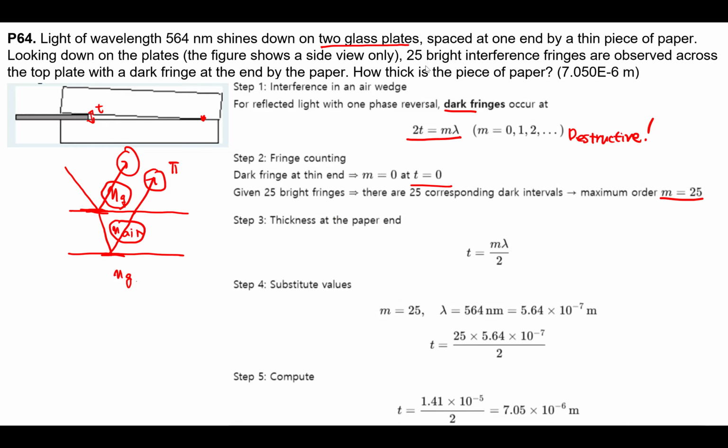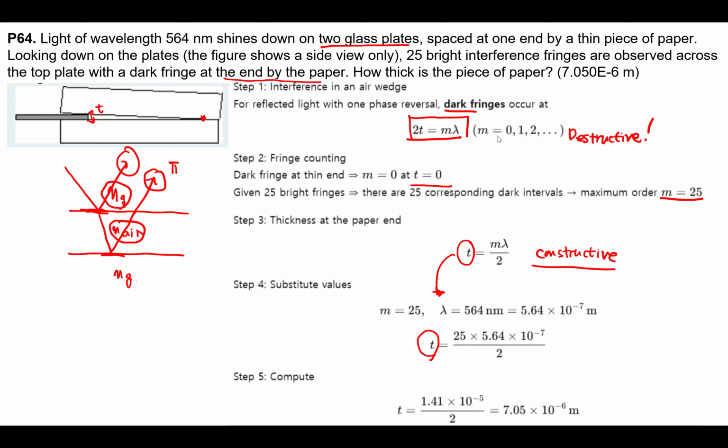Okay, so the 25 bright interference fringes, and at the end of the paper, at the end with the T, you get constructive interference. So substitute the value m equal to 25, and then you can get the result for T. Okay, so here is the case. So this is the one thing we need to know.